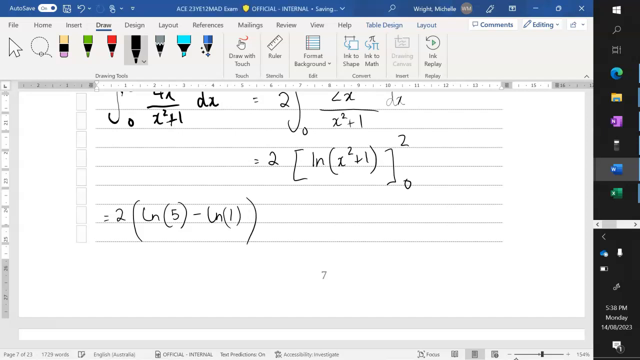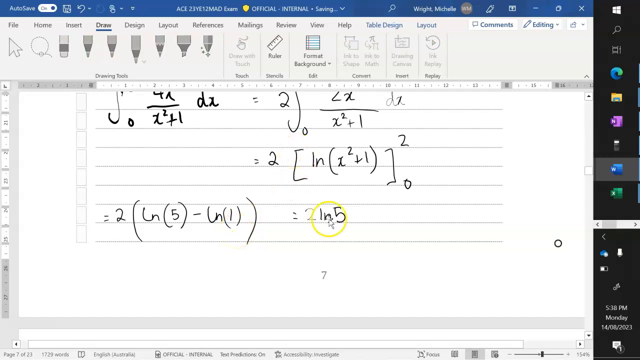A lot of people got to that point but didn't know what to do. You can simplify this further. What's log of 1? That's telling me e to the something gives me 1. E to the 0 gives me 1, so that's a 0. So I end up with 2 log of 5, take away nothing, and that's my answer. It's in exact form, and I don't want a decimal.